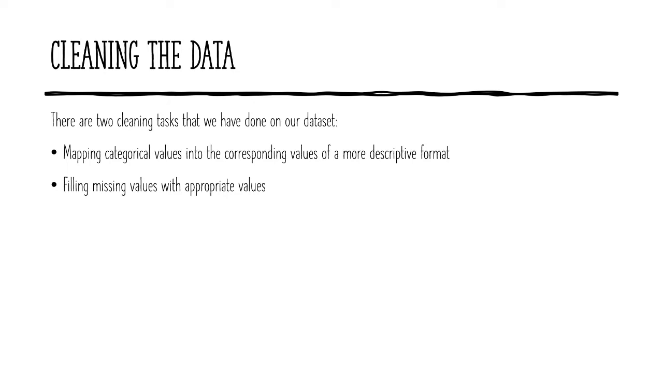I will discuss later what this means, but in general, you can understand that we do some mapping from one value to another value in this task. In the second task, we fill the missing entries with appropriate values.